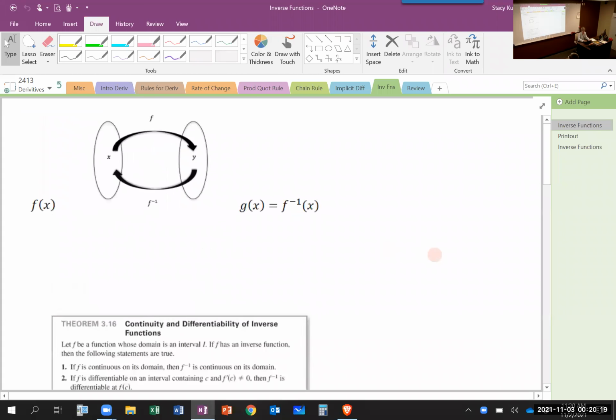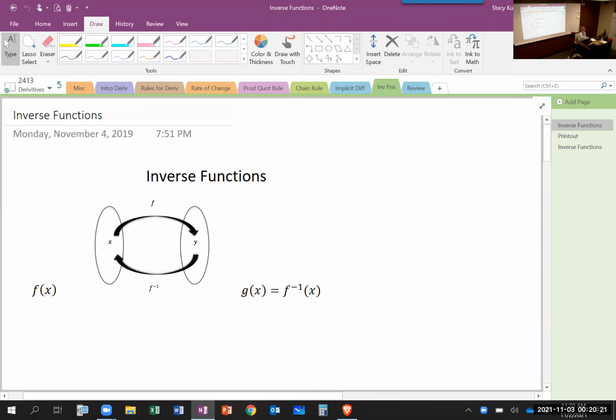We're going to talk about inverse functions. Inverse functions.